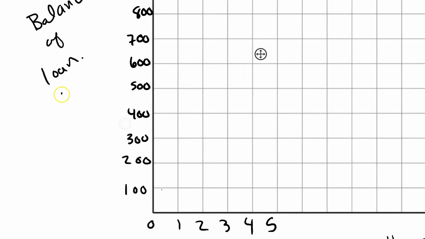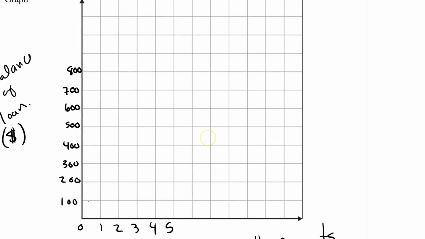Okay, for the balance of the loan, we want to make sure that we know that the units are in dollars. So I'm just going to change the colors up here. Maybe I'll choose red. So I know at time 0, I'm starting at a balance of $750. After 1 month, it's 700. After 2 months, it's 650. After 3 months, it's 600. After 4 months, it's 550. After 5 months, it's 500.